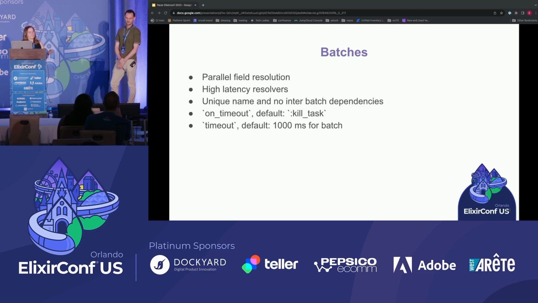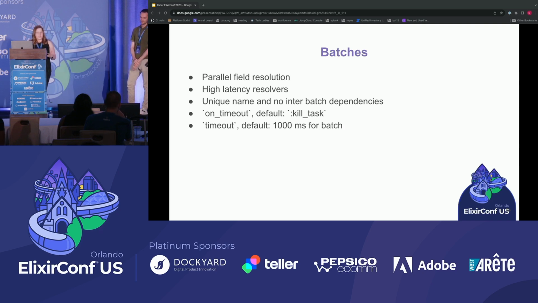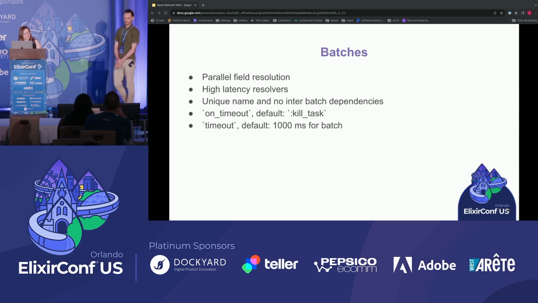Cool. So batching, this is the main reason that we wrote this. Parallel field resolution. This is what we want when you have big high-latency resolving calls, something that hits the network. You can't have dependencies on fields that are in the same batch, for obvious reasons. It's parallelized. It has to be a unique name within the workflow. You can have many batches, but they each have to have a unique name. They all have to have resolvers, obviously. And ordering of the fields doesn't matter within the batch because it's parallelized. And then we have some options for you on timeout. We default to kill task, and the timeout is defaulted to 1,000 milliseconds for each batch.